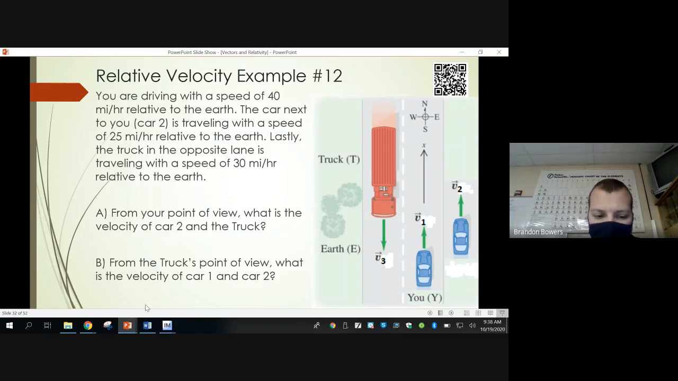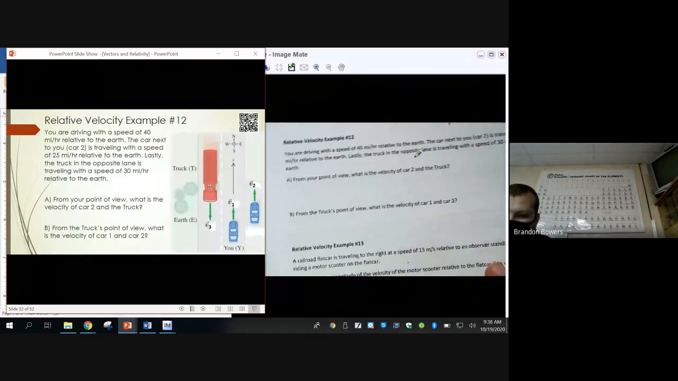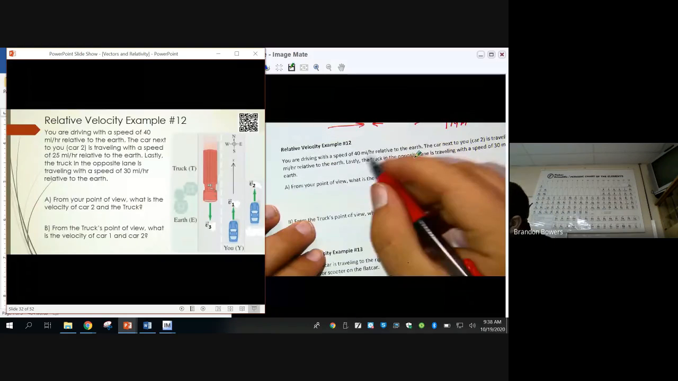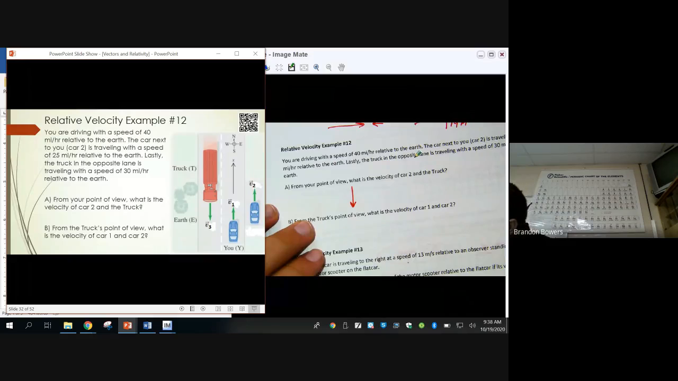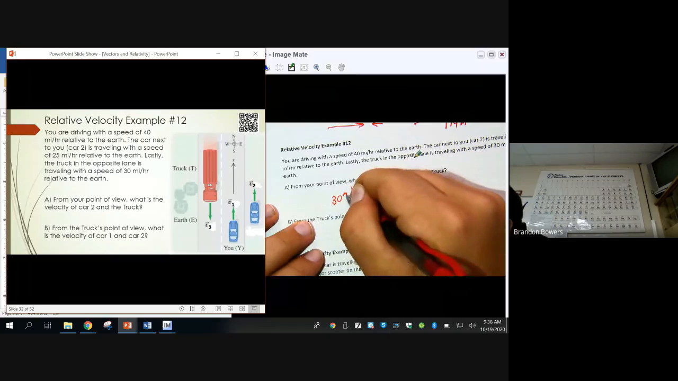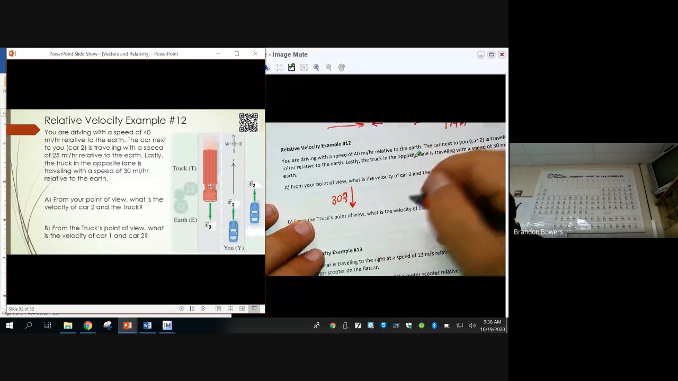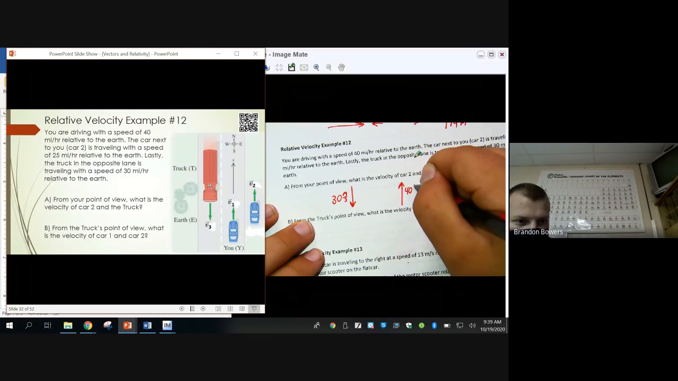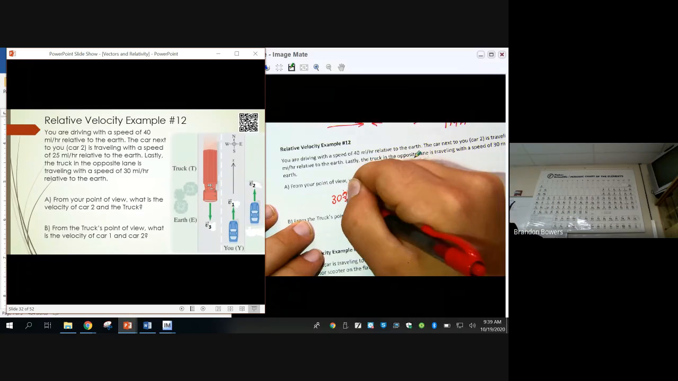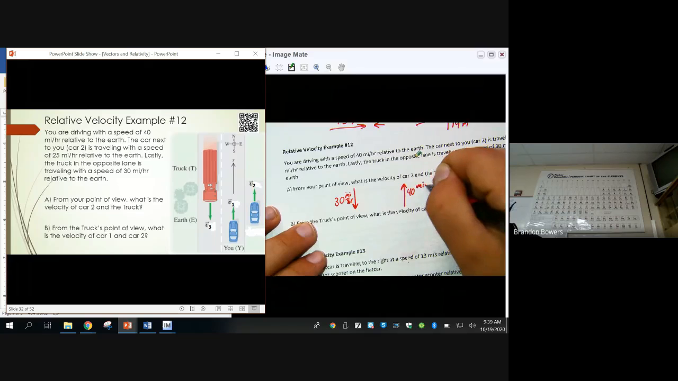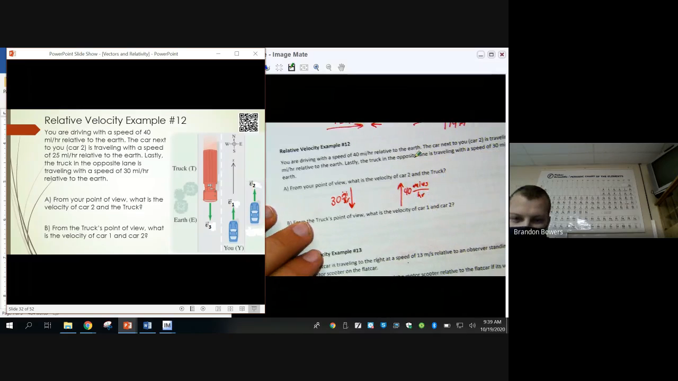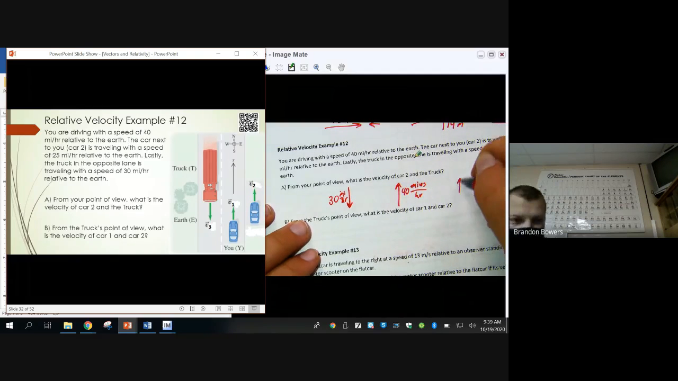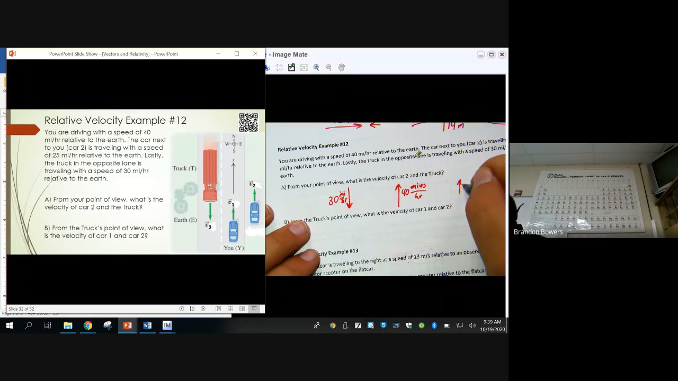So what I like to do is write down all the numbers that I know. The truck in the left-hand lane is traveling in the opposite direction at 30 miles per hour. I am driving this direction at 40 miles per hour. And I'm passing a car that is going 25 miles per hour relative to Earth.